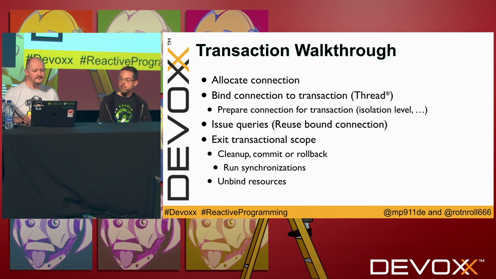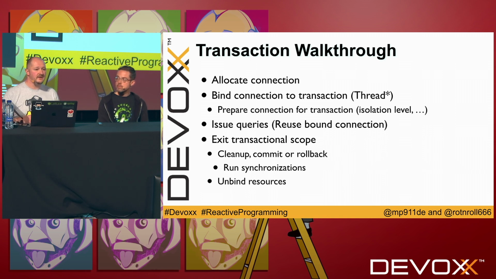And in the imperative world, this is binding a connection to a thread local. Because in the traditional programming model, the imperative programming model, we assume that all activity happens and stays on a single thread. We typically do things like preparing the connection for the transaction itself by applying the transaction attributes, saying whether this is a rollback only transaction, whether it's a read-only transaction, what the transaction attributes regarding isolation level are, so all these kind of things. And then the actual unit of work gets applied on this connection.